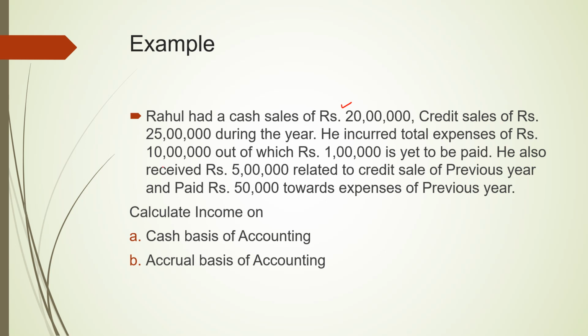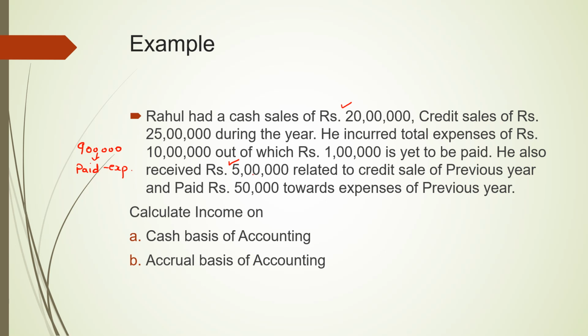He incurred total expense of 10 lakh, out of which 1 lakh is yet to be paid, which means 9 lakhs has been paid during the year. This is the amount which has been paid as expenses. Further, he also received 5 lakh. So again, related to revenue, it is 5 lakh. So totally 20 lakh related to current year and 5 lakh related to previous year. So 25 lakh has been received during the year, and when it is cash basis of accounting, we take the amount which has been received related to the revenue. So received during the year is 20 lakh related to current year and 5 lakh related to previous year.